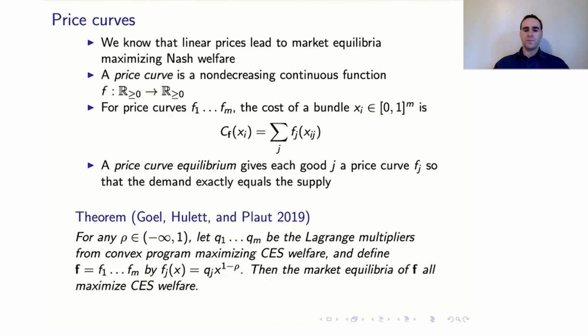To say this a little more formally, if you pick some rho in that range, and you let Q1 through Qm be optimal Lagrange multipliers for a convex program for maximizing CES welfare, we can then define each price curve by Qj times x to the 1 minus rho. You'll notice that if you plug in rho equals 1, that actually reduces to a constant, which is kind of weird. That's basically saying you're going to pay a constant price no matter how much you get. And that's an intuition for why the rho equals 1 case does not work. But if you take this pricing form, then the market equilibria will all maximize CES welfare.